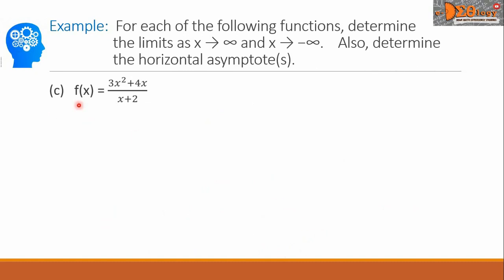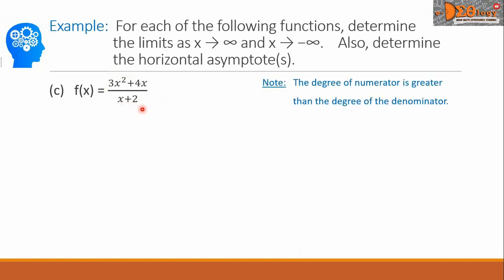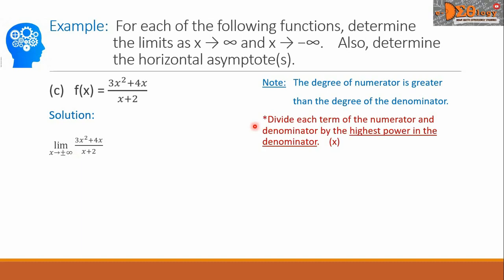Let's go now to the third function. f of x equals 3x squared plus 4x all over x plus 2. Note here that the degree of the numerator is greater than the degree of the denominator. For our solution, we're going to take the limit of this function as x approaches positive or negative infinity. We will divide each term of the numerator and denominator by the highest power in the denominator. In this case, the highest power is x. So this expression becomes like this.